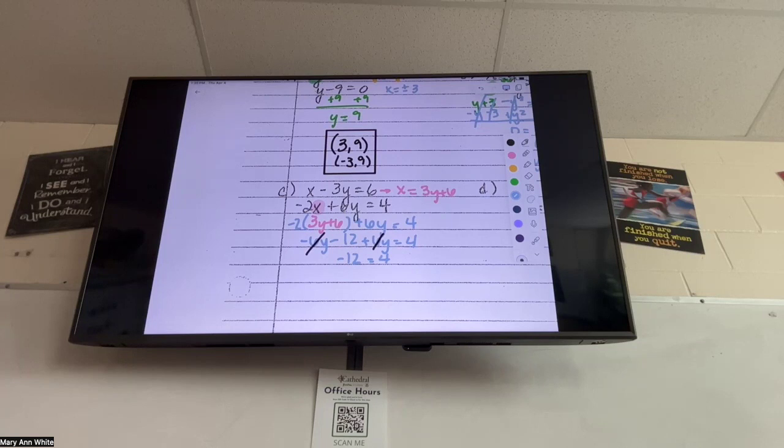My question to you is, is that a true sentence? No. What do we have then if it's not true? No solution. So what about the next one? There's nothing for either variable that we could plug in that would make this work.